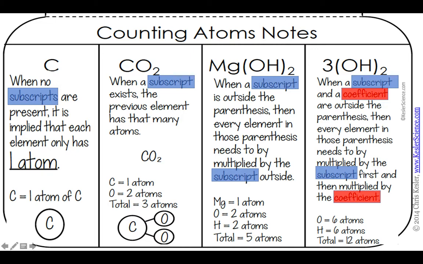So we start by multiplying the 2 to the numbers in the subscript. So 2 times 1 is 2, 2 times 1 is 2. So currently we have 2 here and 1 here. Then we multiply the 3 by the totals we had. So we know that 3 times 2 is 6, and 3 times 2 is 6. So for a total of 6 oxygen, 6 hydrogen, and 12 total atoms in that compound.